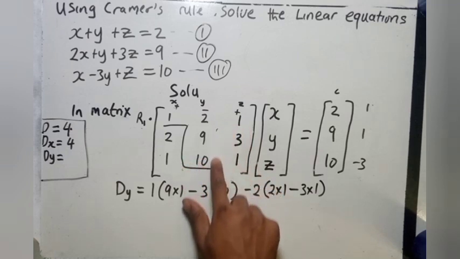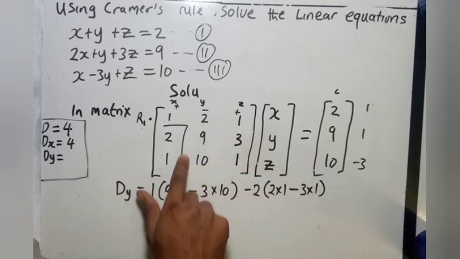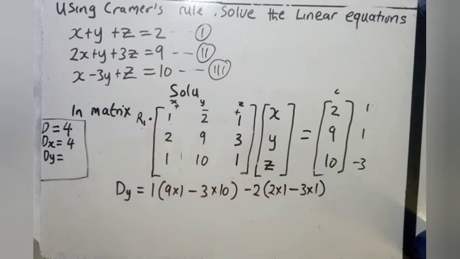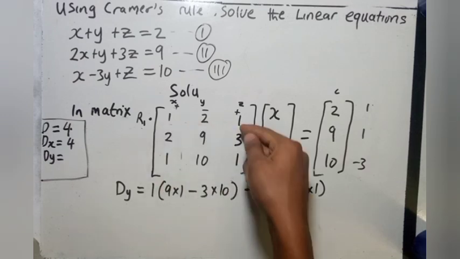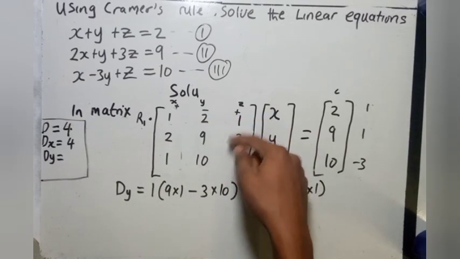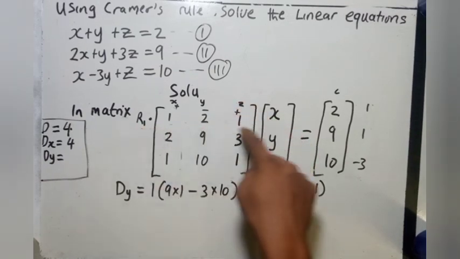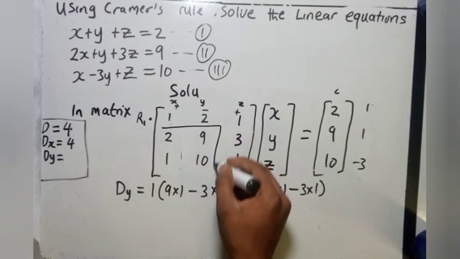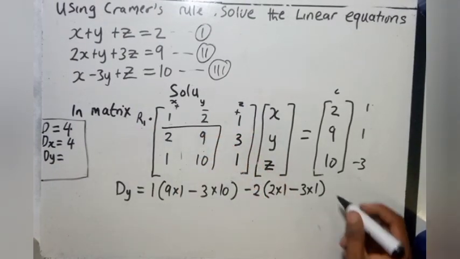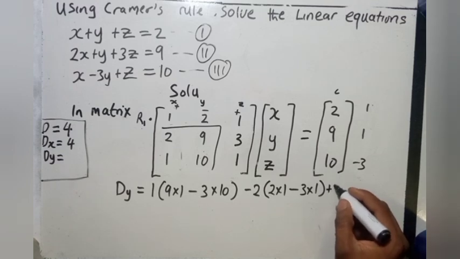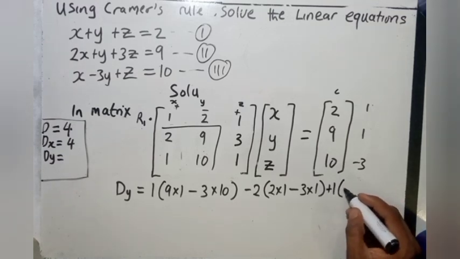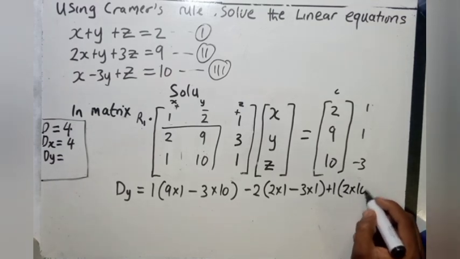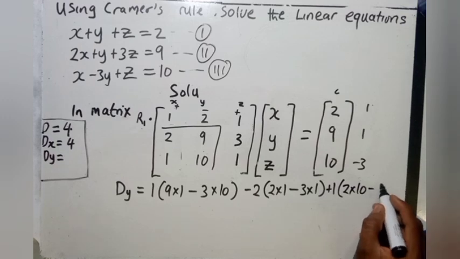Now, next one we're doing is that of z. Z also goes the same way. What is not under your z and not across your row 1? We have this. This is what we're making use of. Then we have what? Plus 1 brackets 2 times 10 minus 9 times 1.